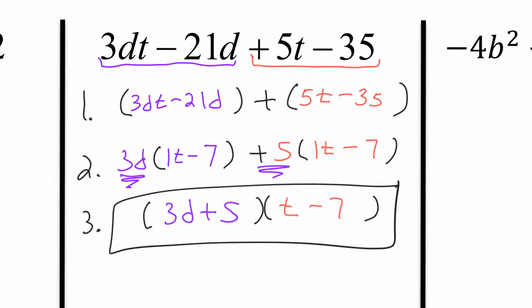Okay, so this is factoring by grouping. You guys have 4 terms, you make 2 groups, and then you factor the GCF from each group, and you write your answer as the product of 2 binomials. Product means multiplication, so you are multiplying the 2 parentheses.